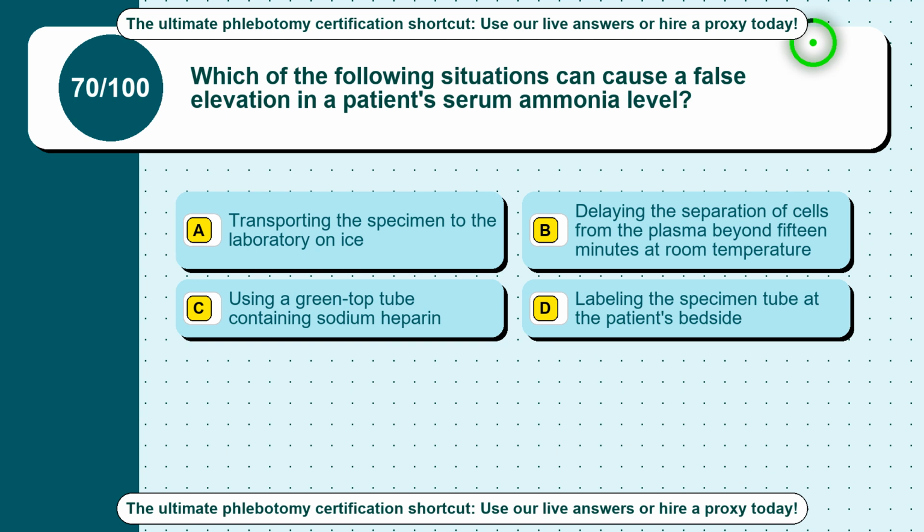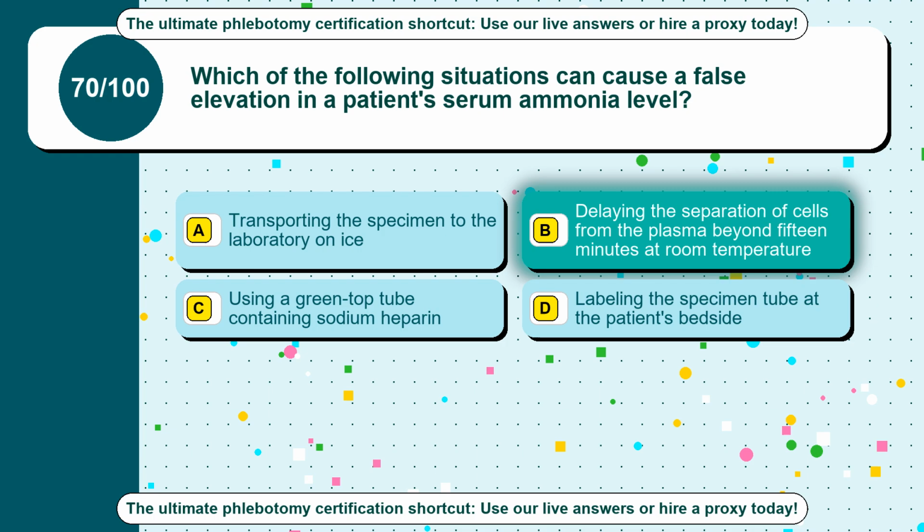Question 70. Which of the following situations can cause a false elevation in a patient's serum ammonia level? Option A. Transporting the specimen to the laboratory on ice. Option B. Delaying the separation of cells from the plasma beyond 15 minutes at room temperature. Option C. Using a green top tube containing sodium heparin. Option D. Labeling the specimen tube at the patient's bedside. The correct answer is option B. Delaying the separation of cells from the plasma beyond 15 minutes at room temperature.